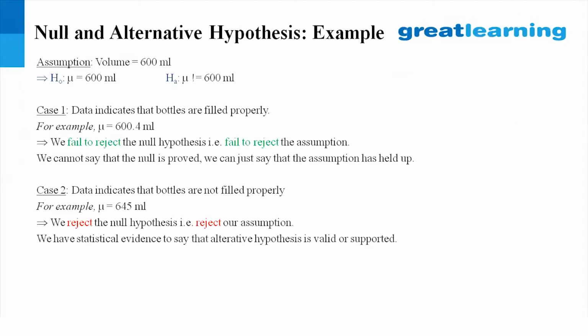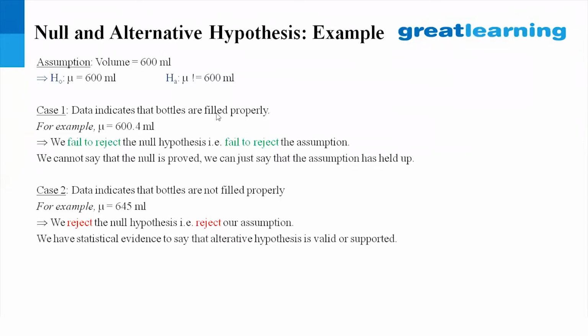In the second case, the mean is very much greater than our assumed or claimed mean of 600 ml. It's very much greater than that. It's very deviating from that. So in this case, you clearly reject the null hypothesis, or you reject your assumption. And since you're rejecting the null hypothesis and your assumption, you will say that your alternative hypothesis, that the mean is not equal to 600 ml, holds true.